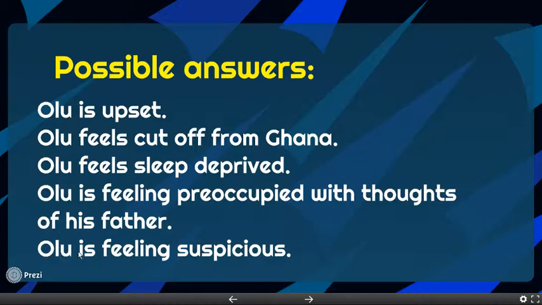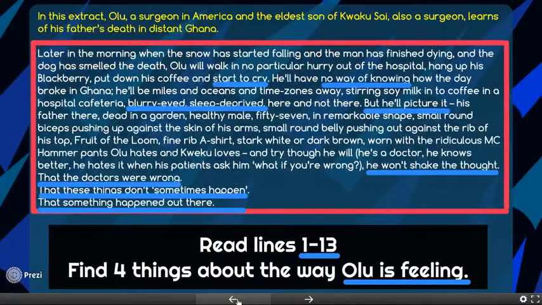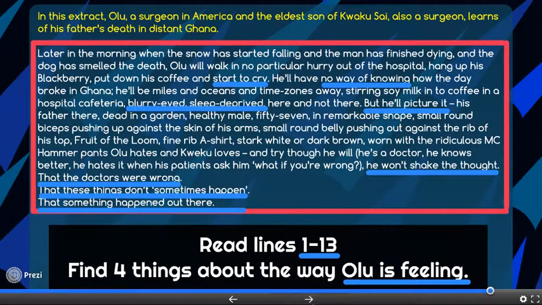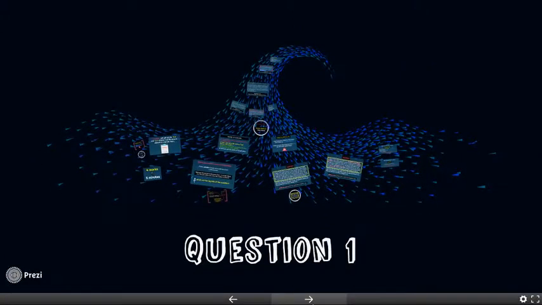So, for instance, the fact that Olu is feeling suspicious. If we look back at the text, that could actually be implied from these last 3 lines, that the doctors were wrong, that these things didn't sometimes happen, and that something happened out there. So implicitly, you might read between the lines and actually pick up on that kind of suspicious tone from those lines. Okay, so hopefully that has reminded you of the process of question 1. Good luck with that one.